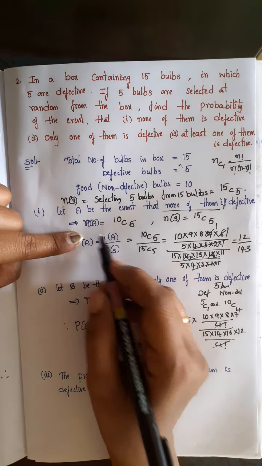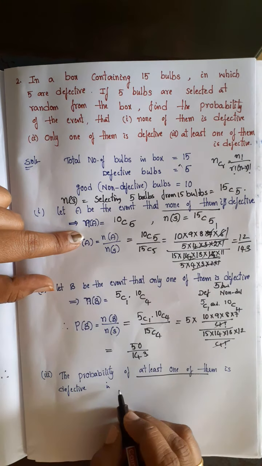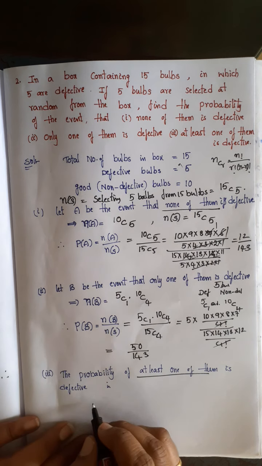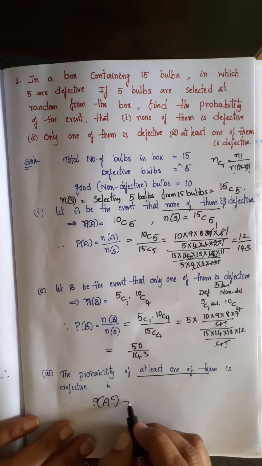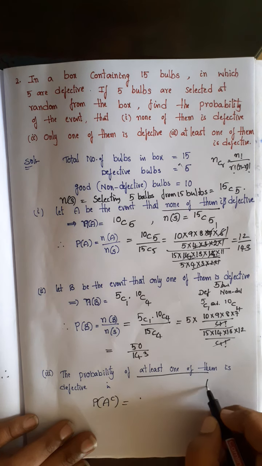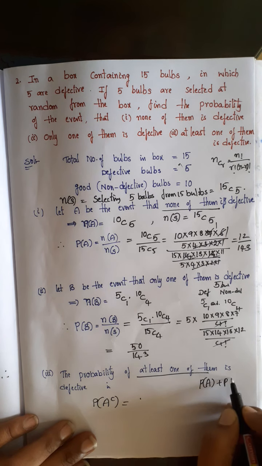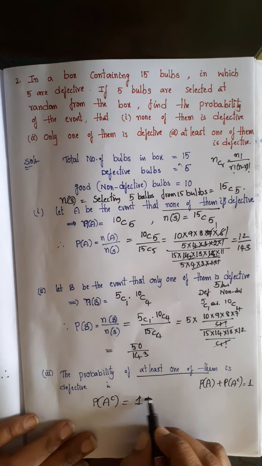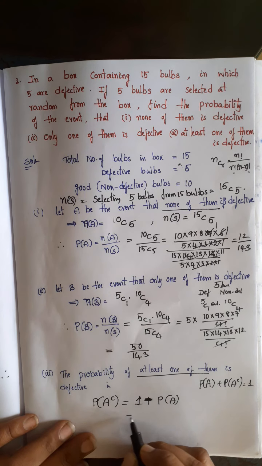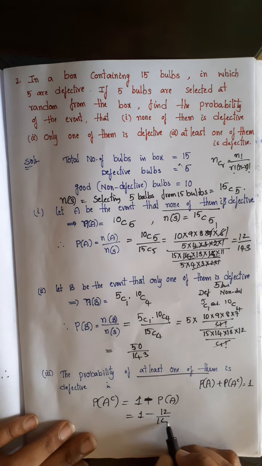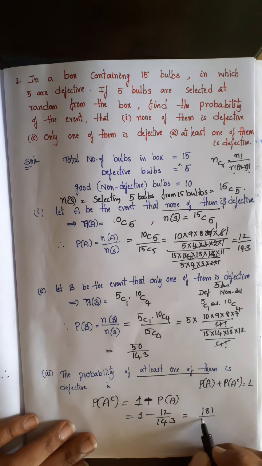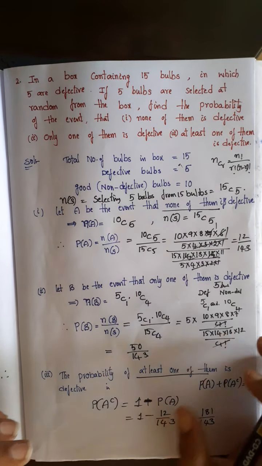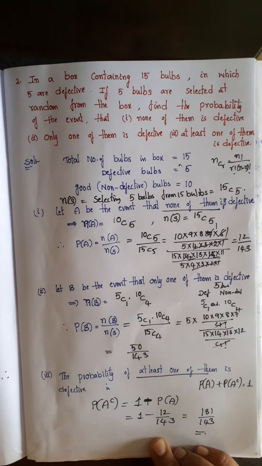So here this event we are denoting with A. So this event will be A complement. So the probability of A complement is nothing but, as we know, the happening of an event and the not happening of an event, their sum is equal to 1. So we can find it if we know any one of them. 1 minus P of A, 1 minus 12 by 143, this becomes 131 by 143. So none of them and at least one of them are opposite. By this we can solve this.